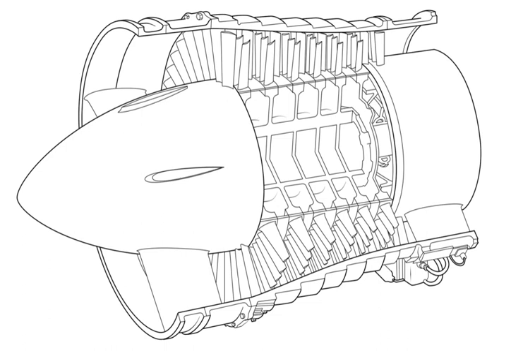U is the linear velocity of the blade. Alpha is the guide vane angle and beta is the blade angle.